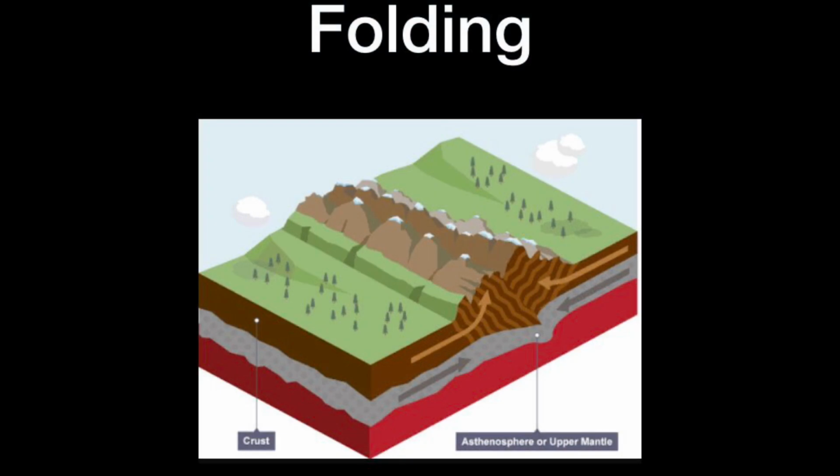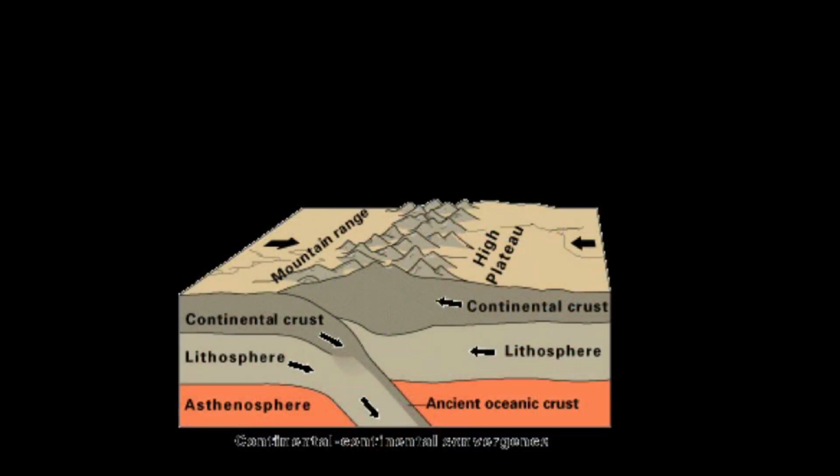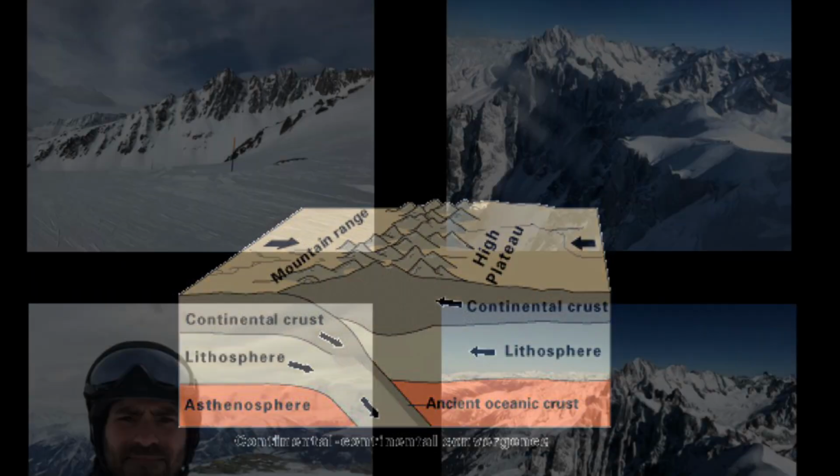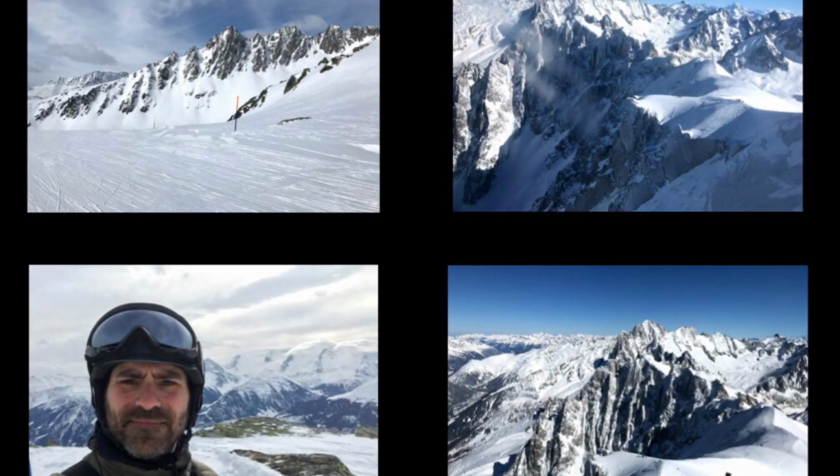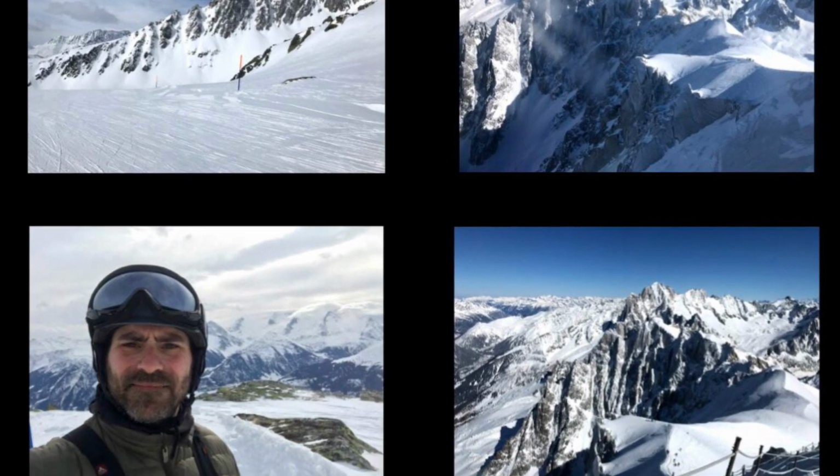The first process is called folding. Folding happens when tectonic plates are smashed together and the Earth rises up. This usually happens at convergent boundaries. Oftentimes, one plate is shoved underneath another plate. This is called subduction, and it causes the plate on top to rise up. This is the process that formed the Alps in Europe.